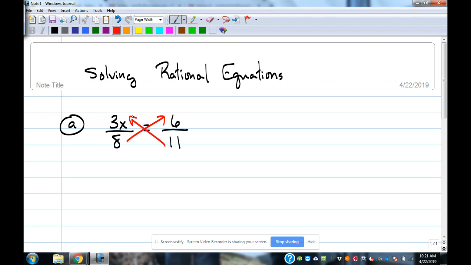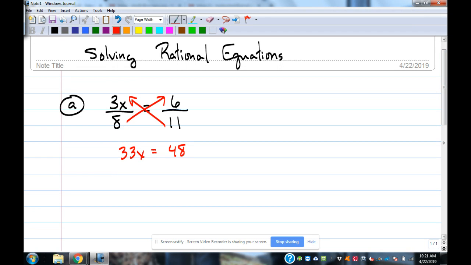8 times 6, 11 times 3x, so that's 33x is equal to 48. And then get x by itself. So divide by 33. 48 and 33 are both divisible by 3. 3 goes into 33 11 times and into 48 16 times. And there we have a solution to that.